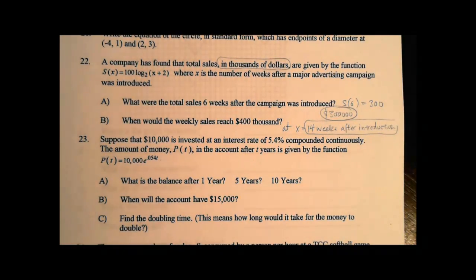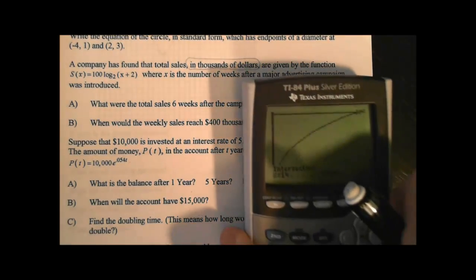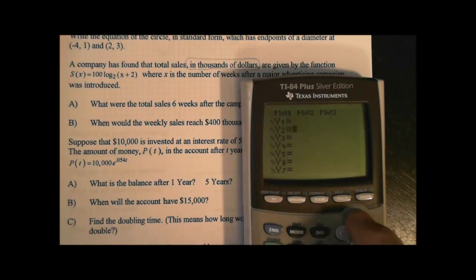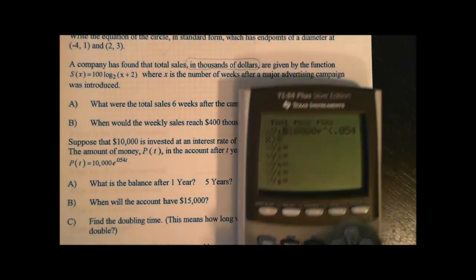Okay, this next one we have a compound interest problem. And again, I'm going to use my calculator. How do I know I'm going to use my calculator? Well, we're definitely rounding off our answers. So we have 10,000 times e to the 0.054x. Continuously compounded interest at 5.4%.